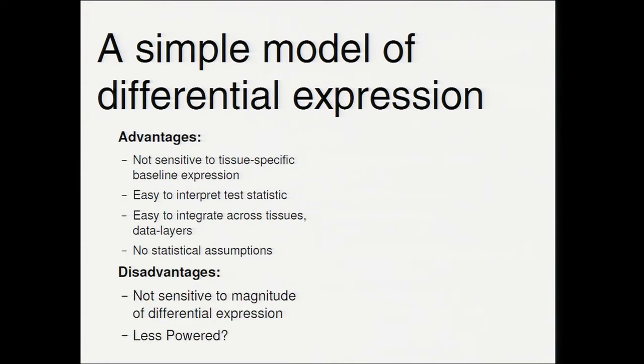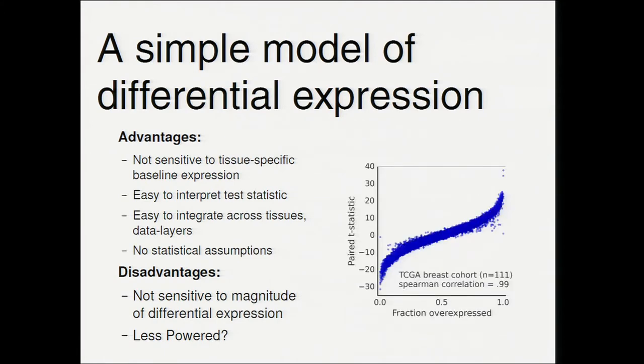So obviously, we're going to have some disadvantages throwing away this much data. And those are going to be that we're less sensitive to the magnitude of differential expression and obviously less powered. But in preliminary analysis, we found that this very simple metric, given enough samples, and as we know, in the future we're only going to get more samples, actually compares very well to a paired t-test, which uses the full data. And so we get about 99% correlation.